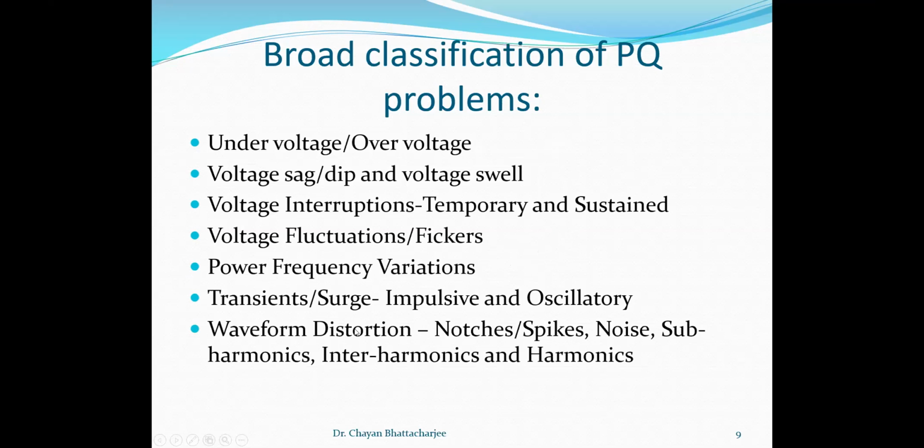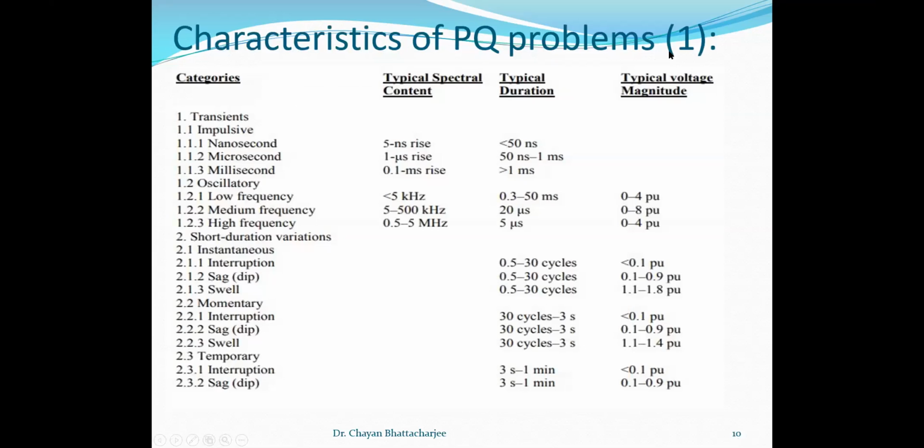Next are transients, also known as surges, which are of two types, impulsive and oscillatory, that we will see. And next is waveform distortion, which covers all our steady state variations. That includes notches, spikes, noise, subharmonics, interharmonics, and harmonics. We'll see in detail what these are. So these are the characteristics of power quality problems.